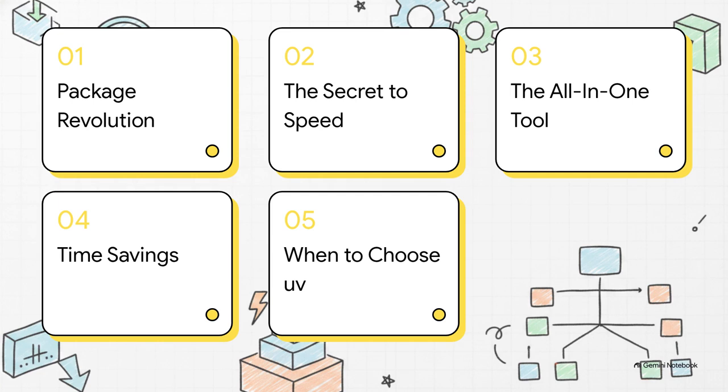All right, here's a roadmap for today. First, the Python package revolution. Second, the secret to speed. Third, the all-in-one tool. Fourth, real-world time savings. And finally, fifth, when to choose UV.